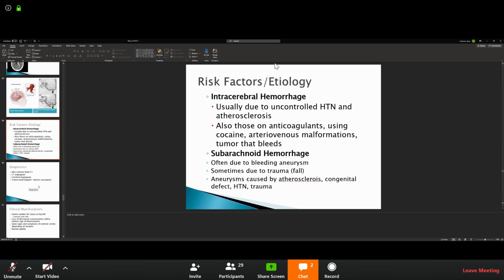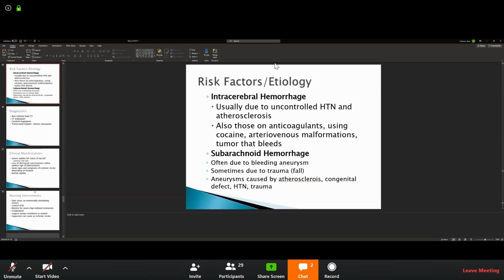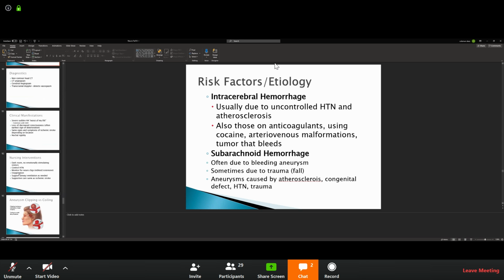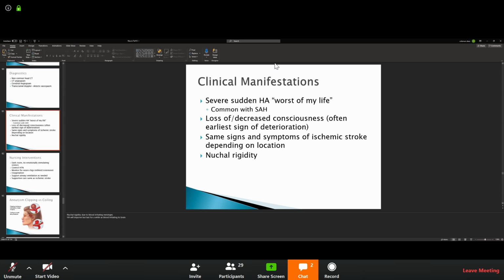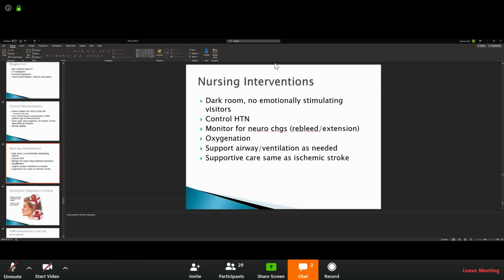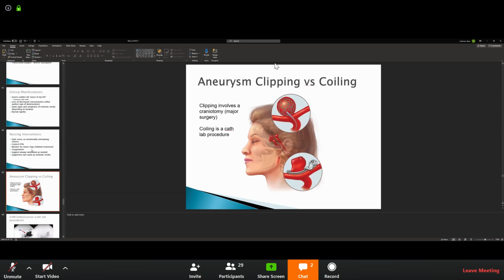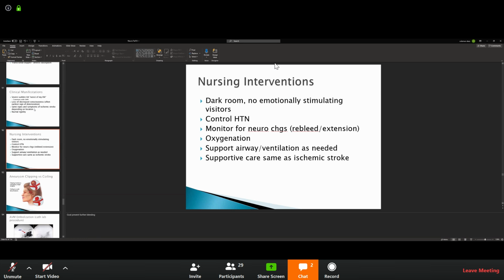In these patients, let's see if I can find the slide here. Oh, neck pain. Don't forget neck pain. Nuchal rigidity. All right. We'll table that and come back to it.